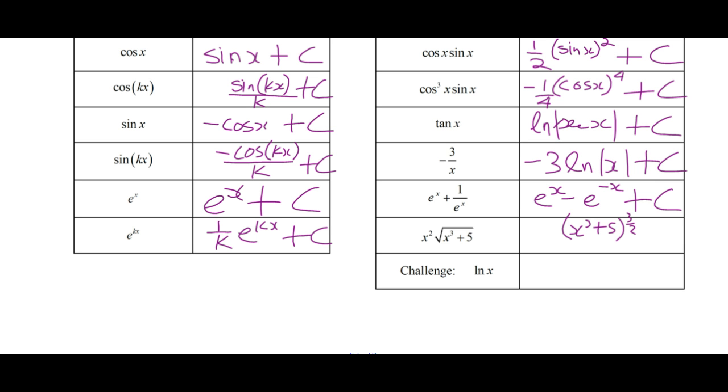Now, what do we get? Well, we're going to get 3/2 times this to the 1/2, so that gives us this bit. And the internal is 3x squared. So we just got to figure out, all right, what number do we divide this by?